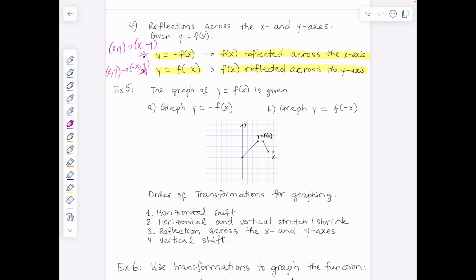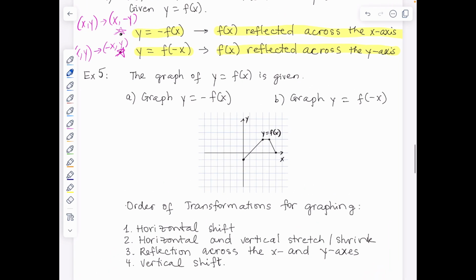Let's apply that to example 5. The graph of y is equal to f of x is given. Graph y is equal to negative f of x. So this time in this problem, they don't even give us what the function f of x is. They actually give us a graph of the parent function f of x. Now we have to graph y is equal to negative f of x by transforming some points. So I can already see 4 points that are marked on there. I'm going to choose those 4 points.